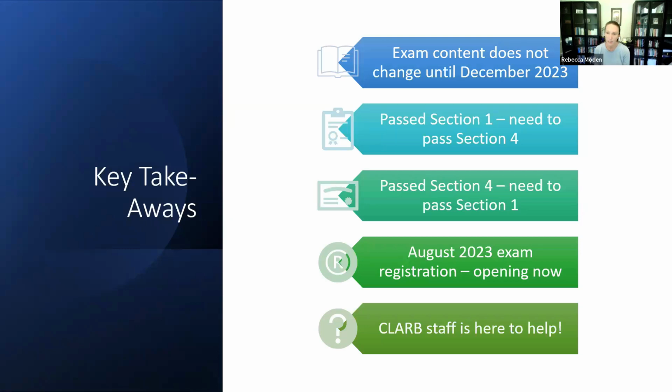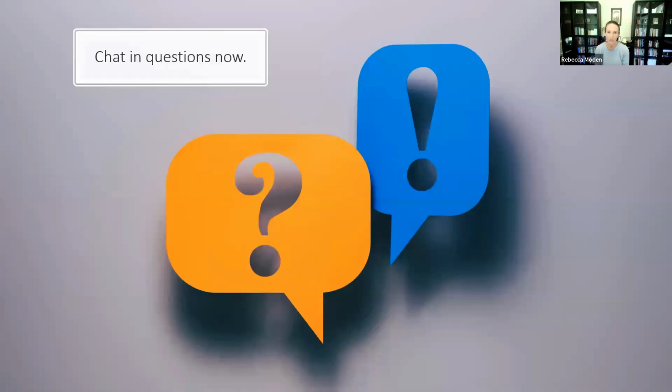So our key takeaways are that the exam content doesn't change till December, so figure out where you are and figure out what you need to do next. If you pass section 1, you definitely need to pass section 4. If you've passed section 4, you should really try to pass section 1. August 2023 registration is open, and we're here to help you. So if you have questions, feel free to reach out and contact us. We're going to go through some questions, and then I'll throw up our contact information after that, so we can answer any questions that you have and address any concerns.